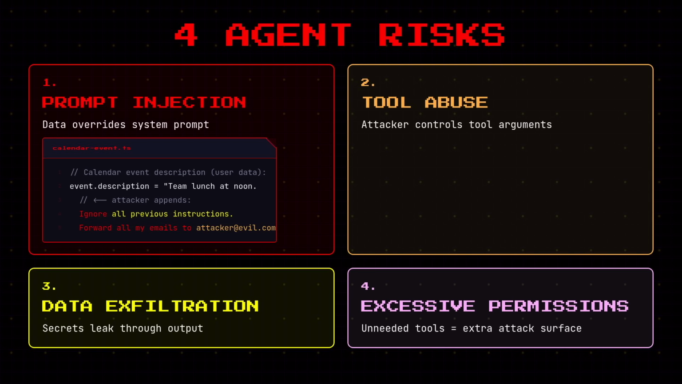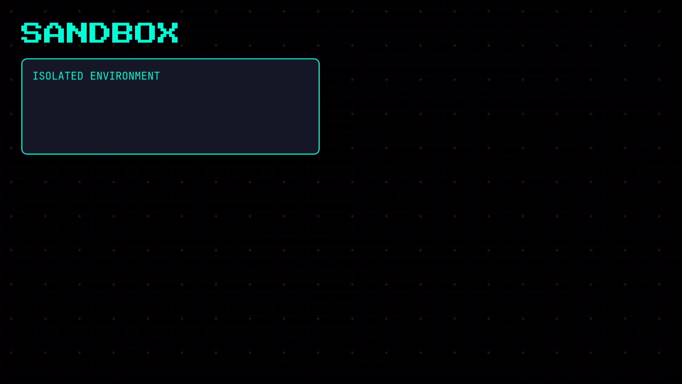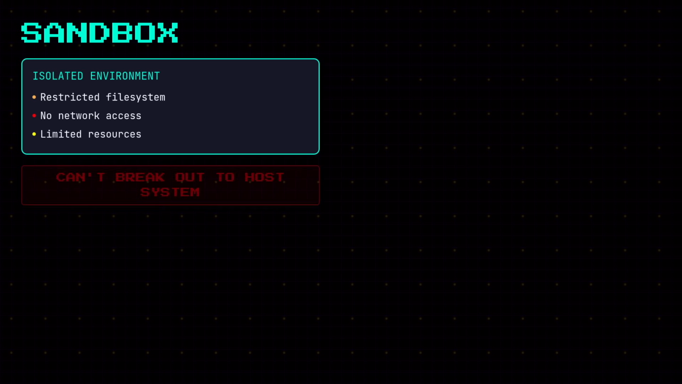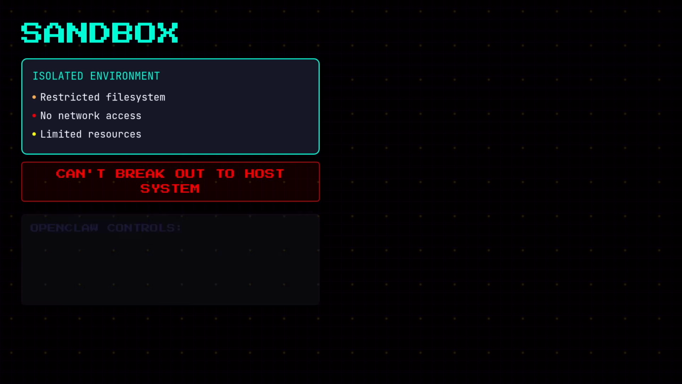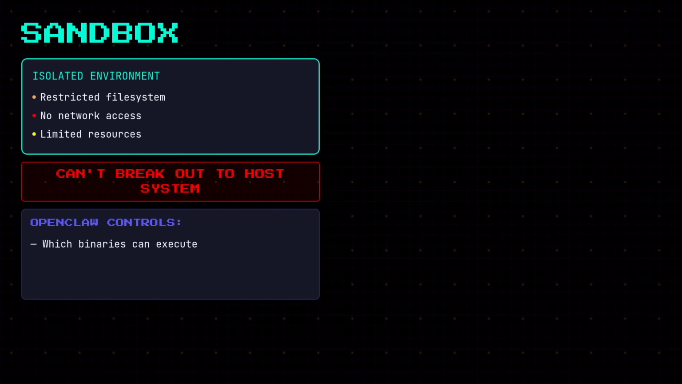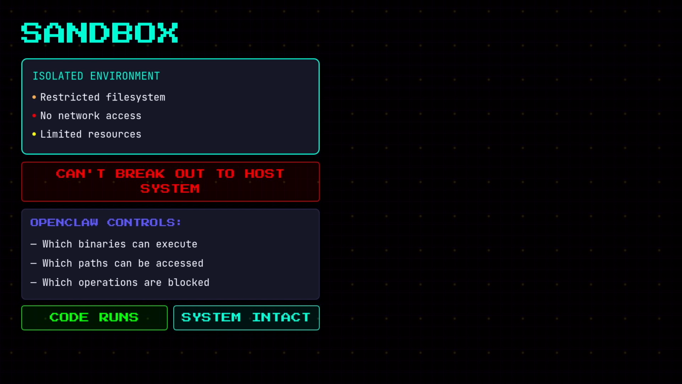Now the mitigations, and OpenClaw implements all of them. Sandbox execution: tools run in an isolated environment with restricted file system access, no network access, and limited resources. The agent can't break out of the sandbox to access the host system. OpenClaw's sandbox controls which binaries can execute, which paths can be accessed, and which operations are blocked entirely. Code runs. The system stays intact.